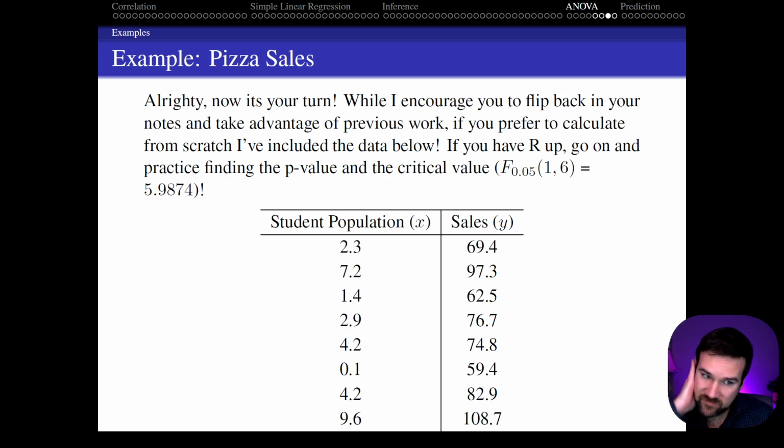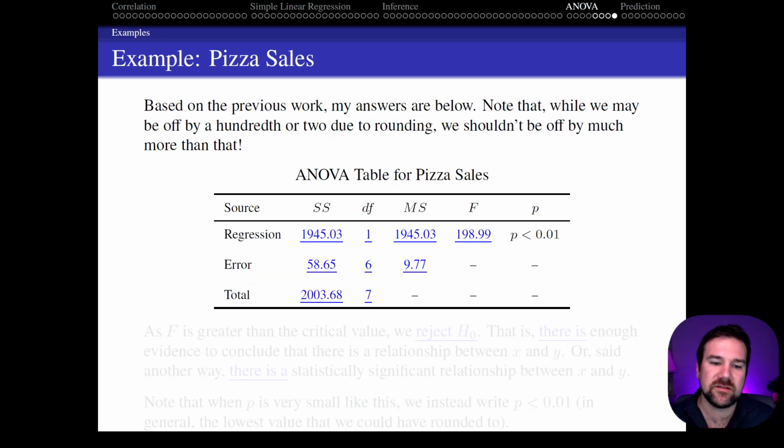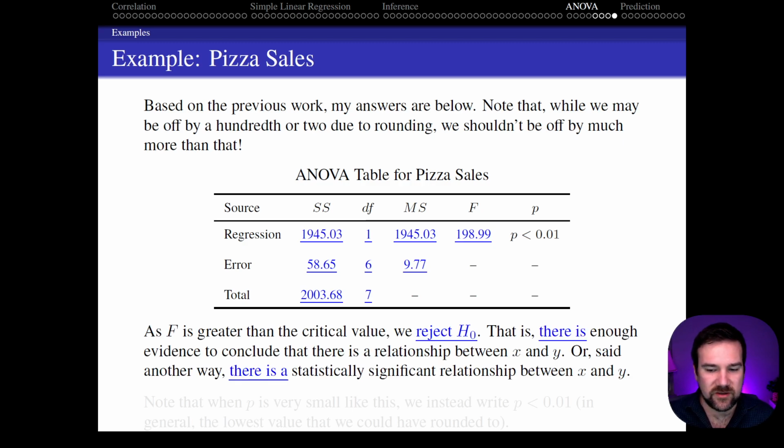All right. So we have our critical value here, 5.9874. That's our good starting place. Building out the Anova table based on the answers below, this is the table that I get. You can compare your result to this. My F value is very, very large. My p-value is very, very small. Because my F value is greater than the critical value, we reject the null hypothesis.